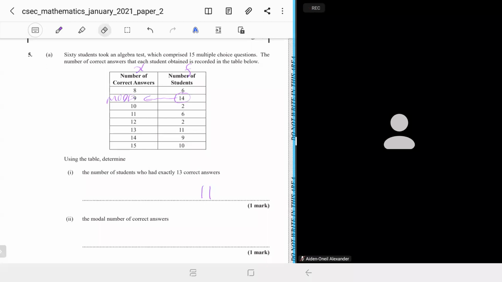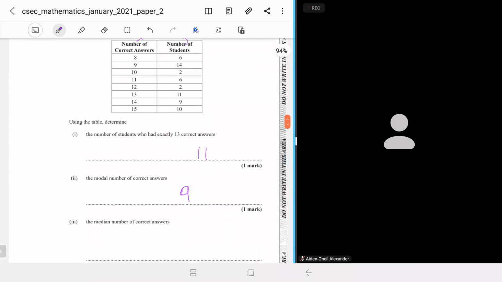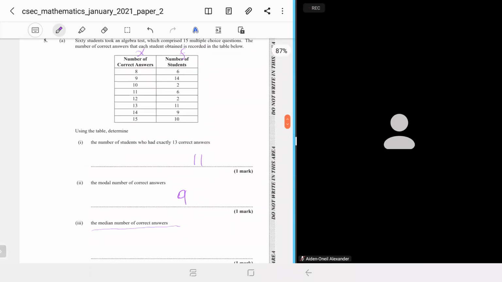Most people get 9. 14 persons get 9. So the mode is 9. 9 is the number of answers correct, not the number of people. The median, all right. See here now, this is a question for you. The median number of questions correct. Talk to me now. We're gonna work that out now.